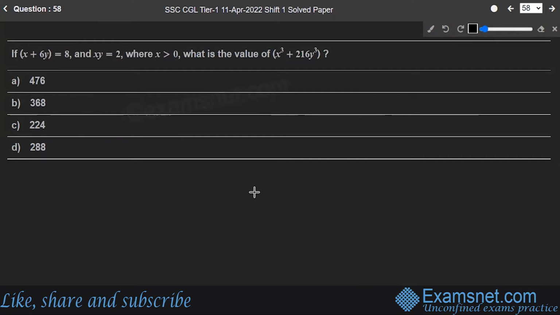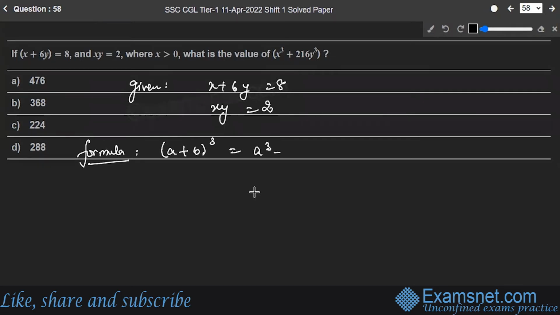It says if x plus 6y is equal to 8 and xy is equal to 2, where x is greater than 0, then what is the value of this expression? Okay, I think it's easy, right? What you are given in the question is x plus 6y is equal to 8 and x into y is equal to 2. What formula will we be using in this question? It is a plus b whole cube is equal to a cube plus b cube plus 3ab into a plus b. So let's go with the solution part.